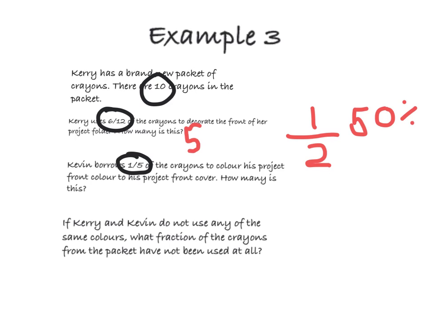Now let's do the second part of the question. Kevin borrows 1/5 of the crayons to colour his project front cover. So we need to find 1/5 of 10. Okay, so we know that 1/5 of 10 is 2, because we have to do 10 divided by 5, which gives us the answer of 2. Let's try and convert 2 into a percentage. So 2 is the equivalent to 20/100ths, which means our percentage would be 20%.